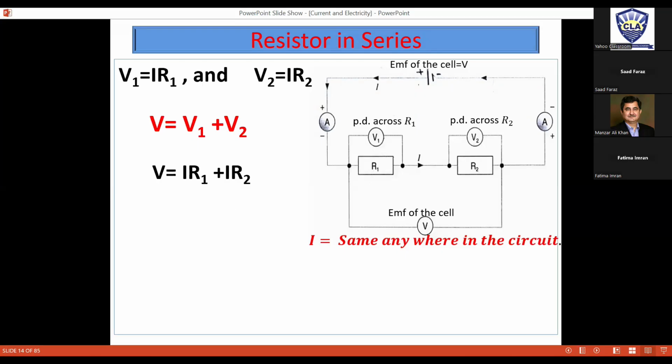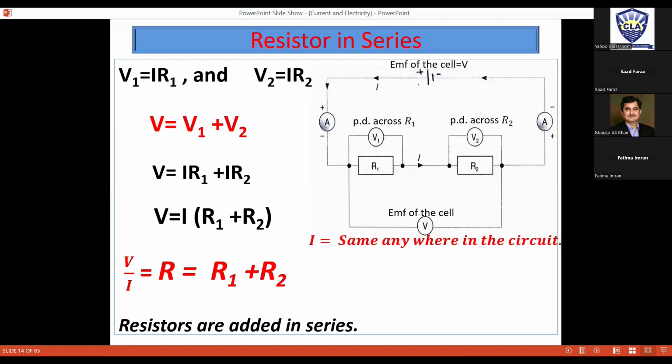If I take I common, I get R1 plus R2 as your sum, so V is equal to I times (R1 plus R2), and from here, V over I is R, the total resistance of the circuit. In other words, just add the two resistors and you will get the total resistance of the circuit. Derivation of this formula is in syllabus, and you should know how to find the total resistance of the circuit by simply adding the two resistors.